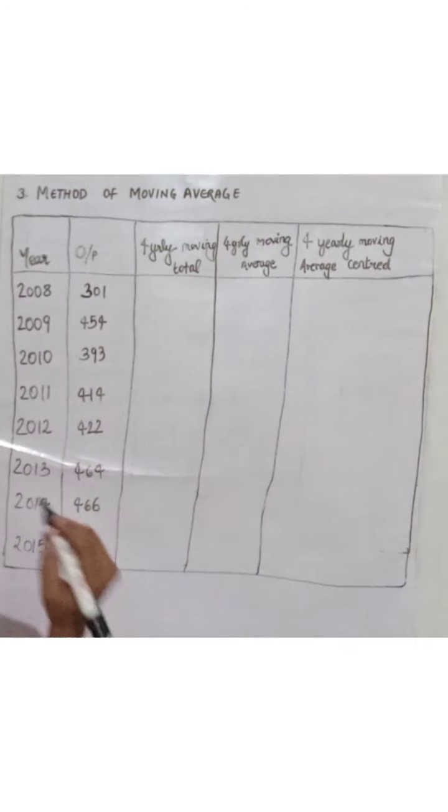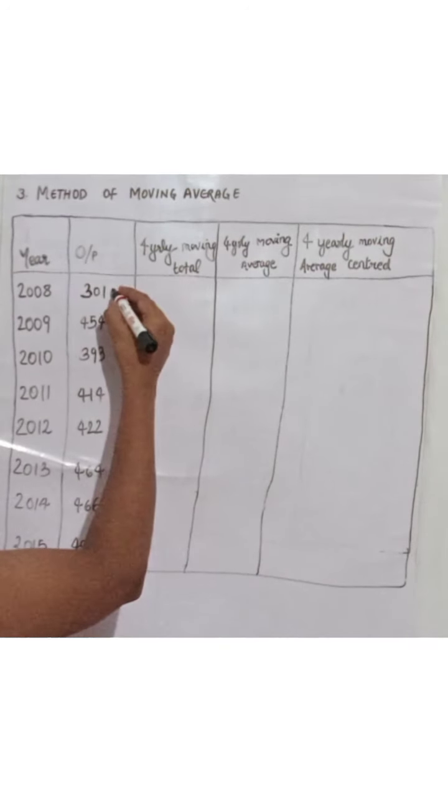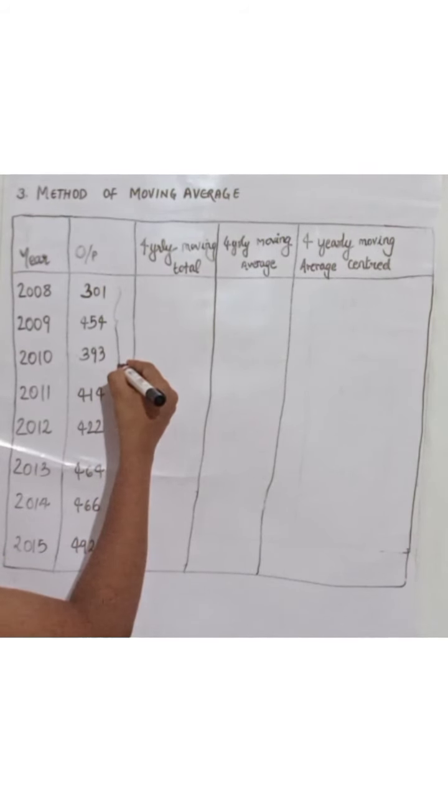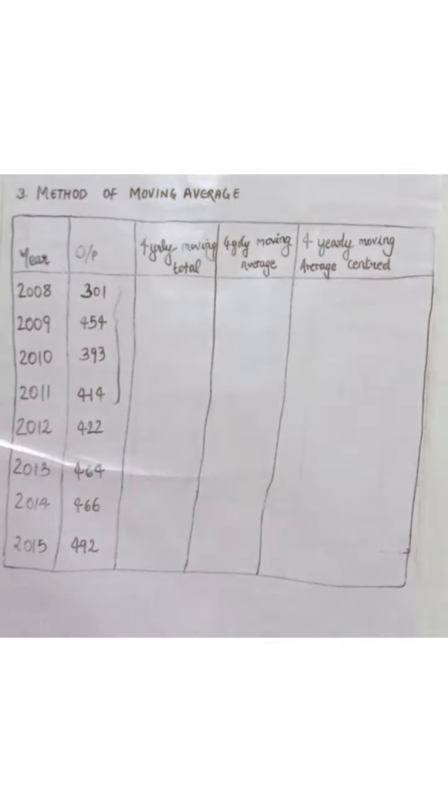Four elements in a single group. So 301 is the first element, 454 the second element, 393 the third element, 414 the fourth element. Now this is a group. This is one group. We are going to add it, produce a sum or total of these 4 elements, and write it down in the total column.